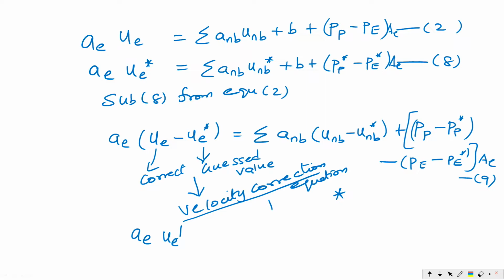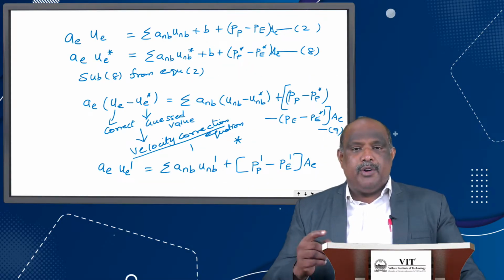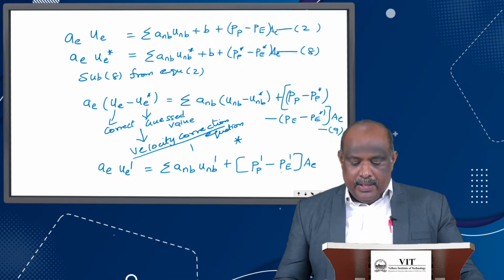So AE UE prime will be equal to sigma ANB UNB prime plus, can you tell what is the value of PP minus PE star? It will be PP prime minus PE prime of AE, because we know that PP is the correct value of the pressure, PP star is the guessed value of the pressure, and hence if I subtract these two things, I will get the pressure correction. So we can say it is PP dash minus PE dash of AE.